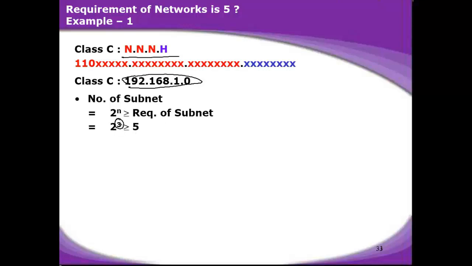If you do 2 to the power 2, that will give 4. 4 is less than 5, so my requirement is fulfilled by 3. And this 3 is important. This 3 is the number of host bits which I am going to convert into the networking bits.